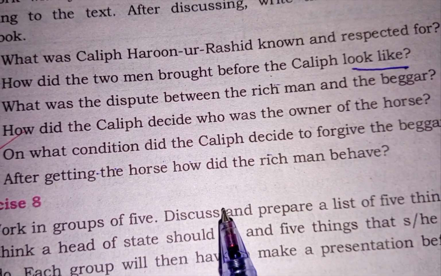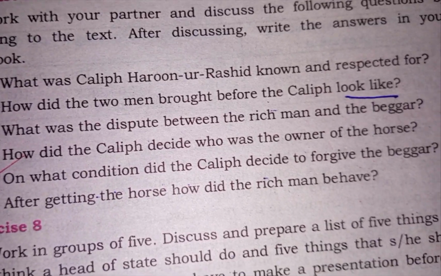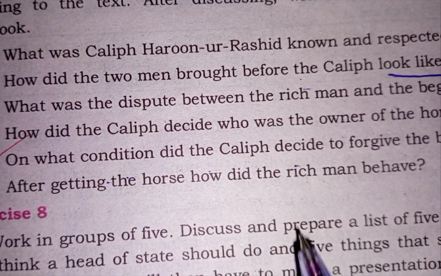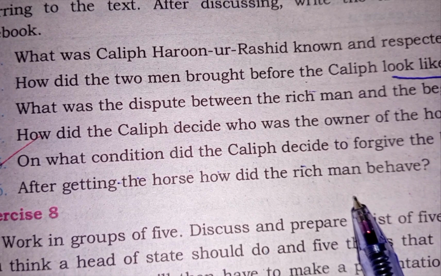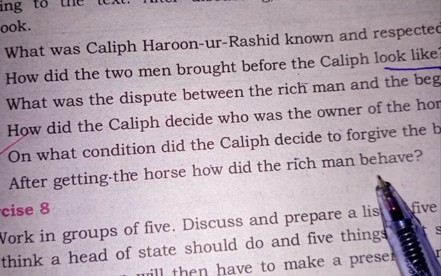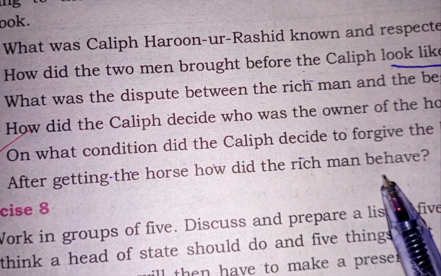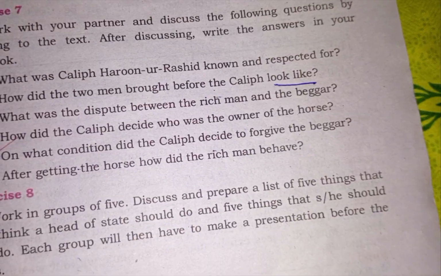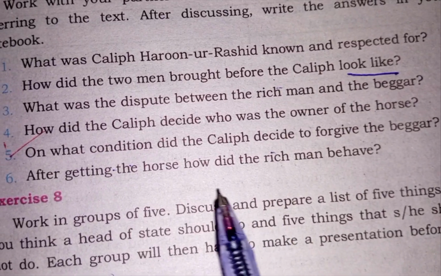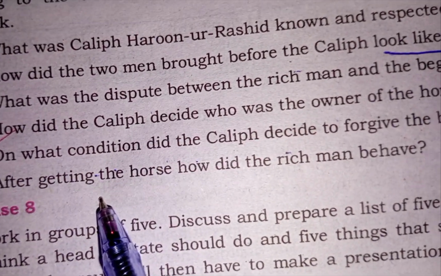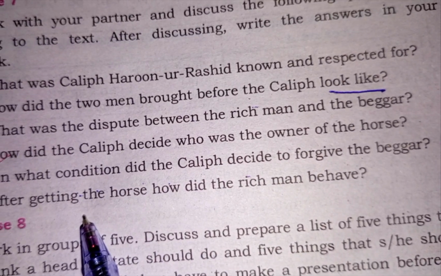After getting the horse, how did the rich man behave in this exercise? Question you are looking at: when the rich man got his horse, how was his behavior? His behavior was so nice. He took out his purse and gave a handful of gold coins to the beggar so that he could fulfill his need and never try to rob any respectable citizen.